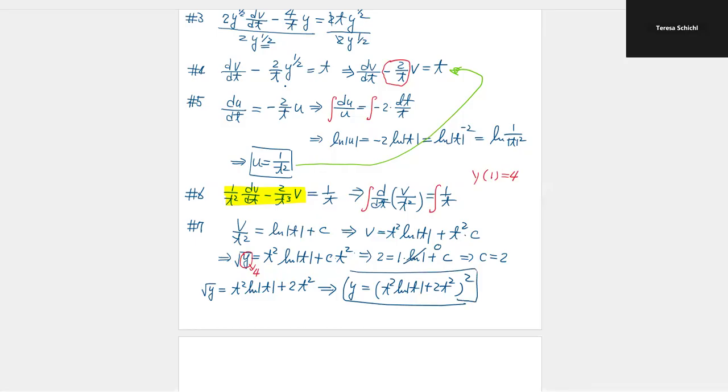That is our solution. As you can see, when we apply the Bernoulli equation, it is always the same steps. Now, I hope this helps.